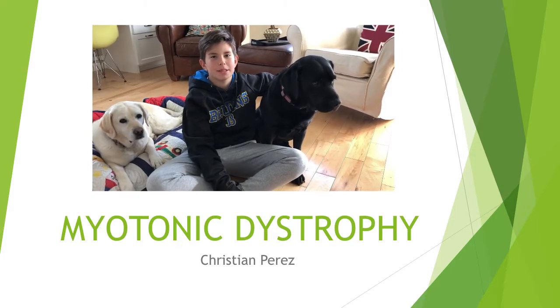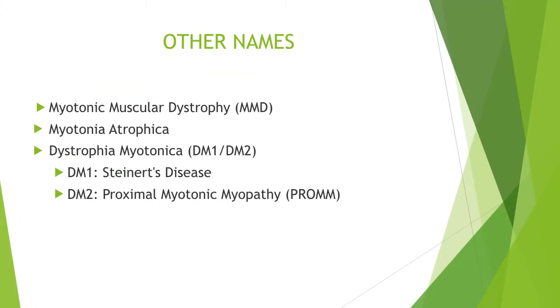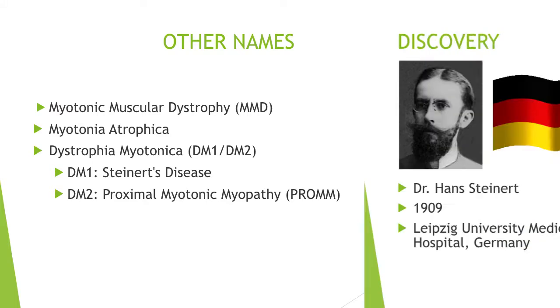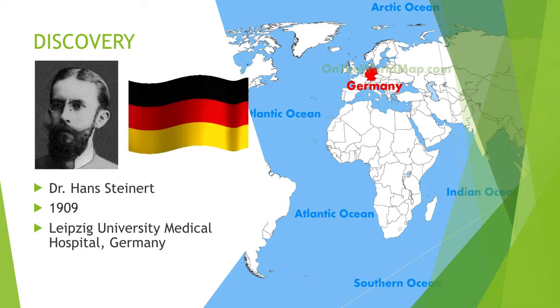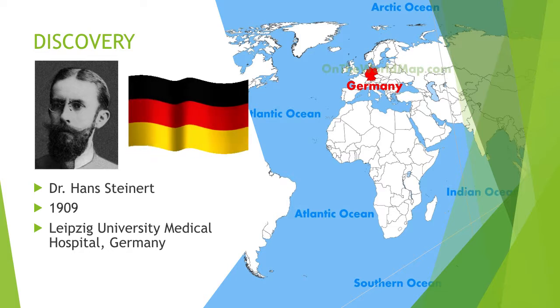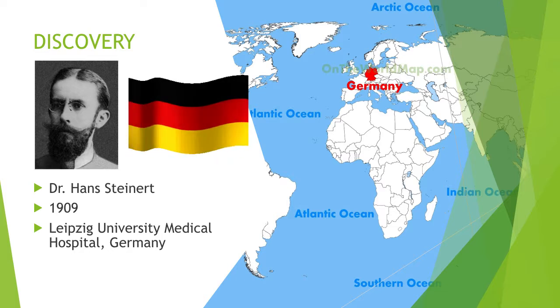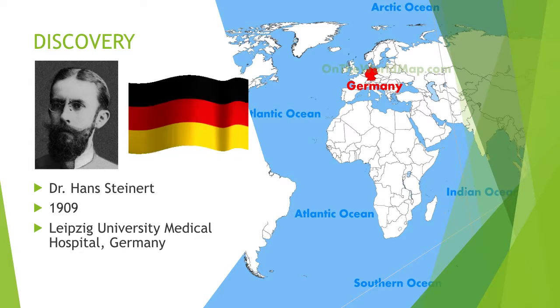My name is Christian Perez, and this is my research project on myotonic dystrophy. There are many different names for this genetic disorder. The most commonly used one is dystrophia myotonica, abbreviated as DM. Dr. Hans Steinert discovered this disorder in 1909 at Leipzig University Medical Hospital in Germany. Sometimes this disorder is named after him as Steinert's disease.